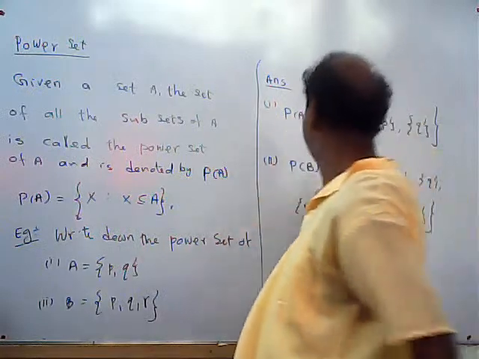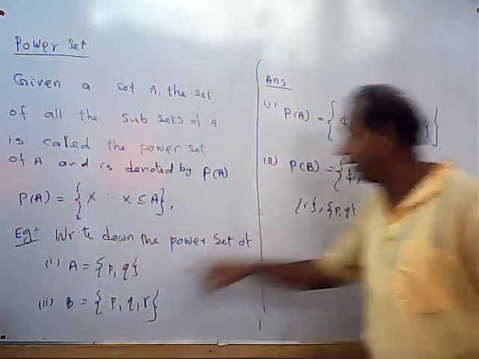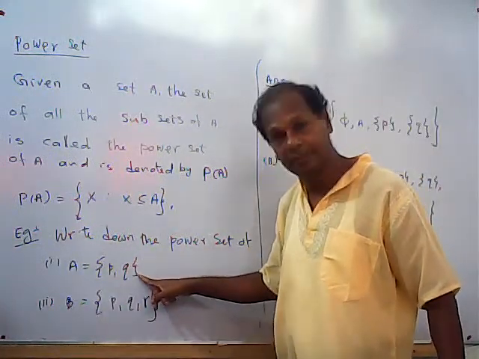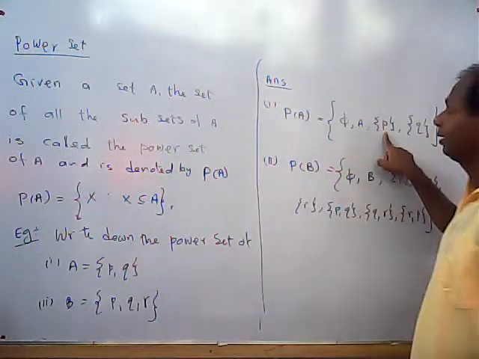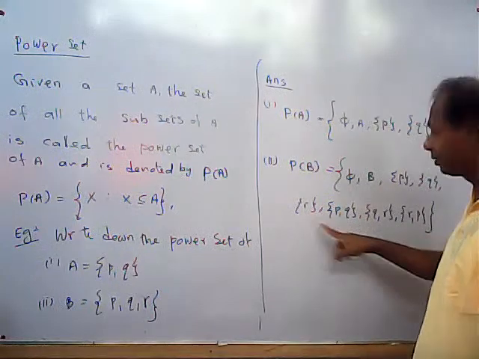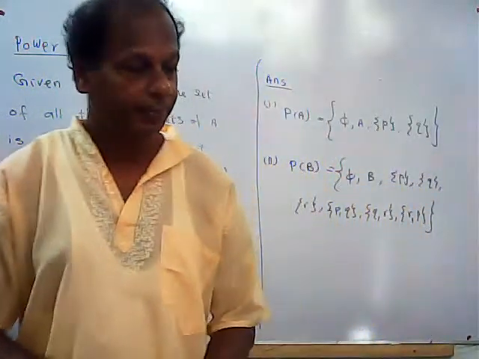And these are also sets. These are sets, subsets of A. A is this set. The power set consists of subsets, sets. That's why it's given as a set. They are subsets of the given set.